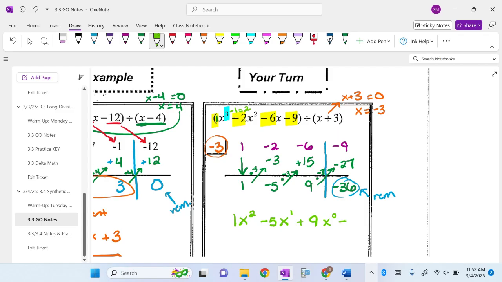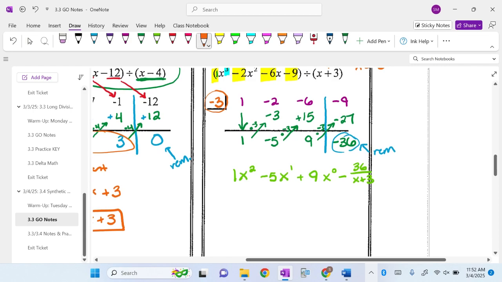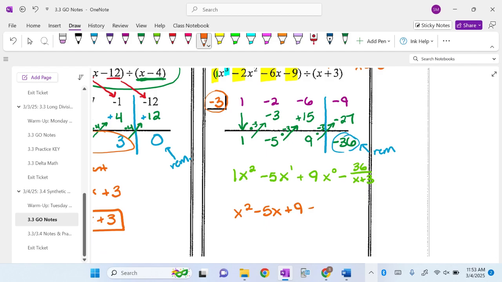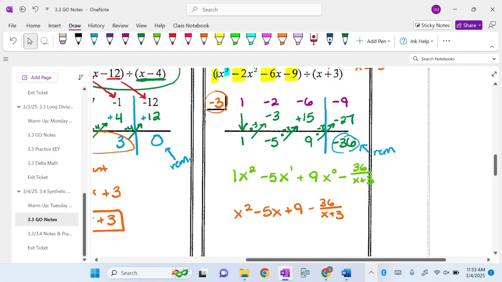minus, how do I write my remainder? It's the same as long division. So we do 36 over what? X plus 3, so whatever we're dividing by. So to clean this up a little bit, I would have x squared minus 5x plus 9 minus 36 over x plus 3. So again, if you have a remainder that's not 0, just put it over whatever we originally divided by, which in this case is x plus 3. Not too bad, right? Any questions?